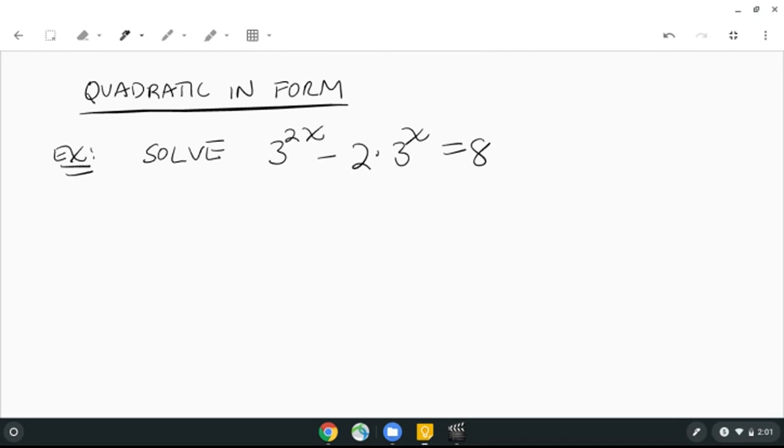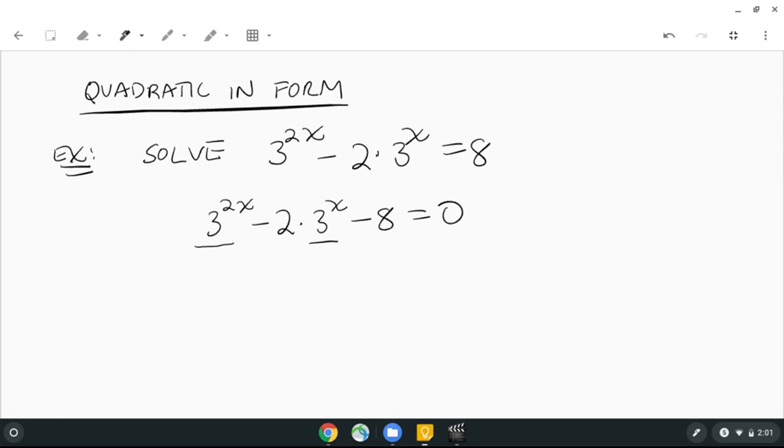Just like regular quadratics, we want to set it equal to 0, so we can use the zero property once we have the factors. So let's set this equal to 0 by subtracting 8 on both sides. If you notice here, we have 3 to the 2x, and over here we have 3 to the x. That 3 to the 2x is just 3 to the x, squared.